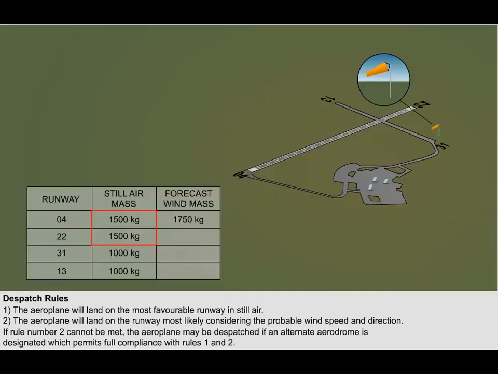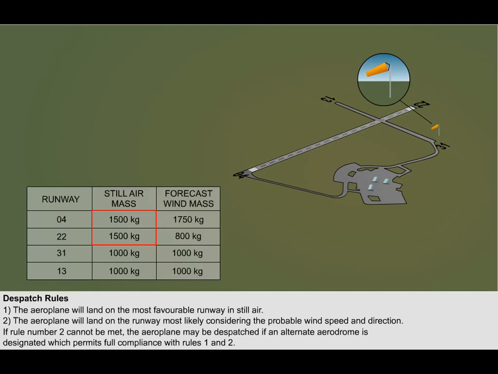In this case, runway 04 has a strong headwind for the landing, which will allow the aeroplane to land at a much greater mass than if there were no wind. In our example, the headwind has increased the maximum landing mass to 1,750 kilograms. However, runway 22 has a tailwind, which will decrease the maximum landing mass to 800 kilograms. Runway 31 and runway 13 both have a full crosswind. Therefore, the maximum landing mass for these two runways will be the same as for still air.